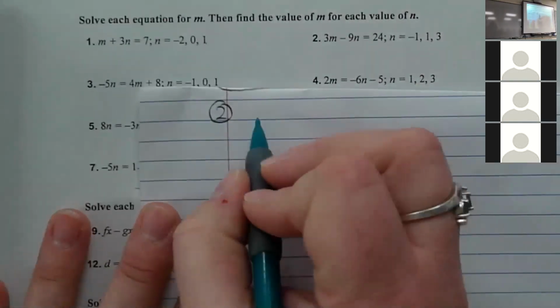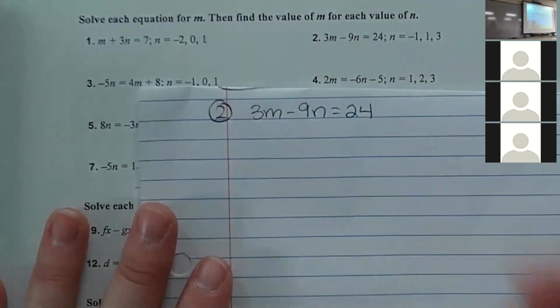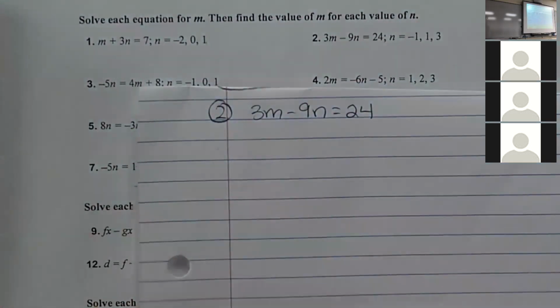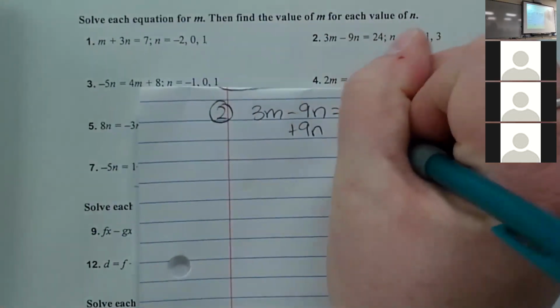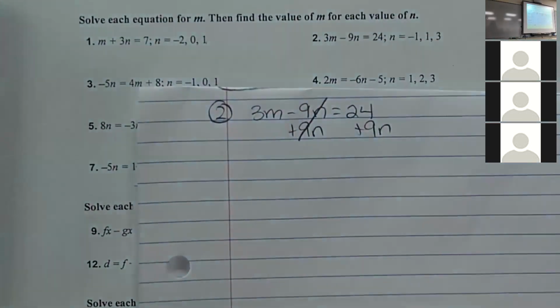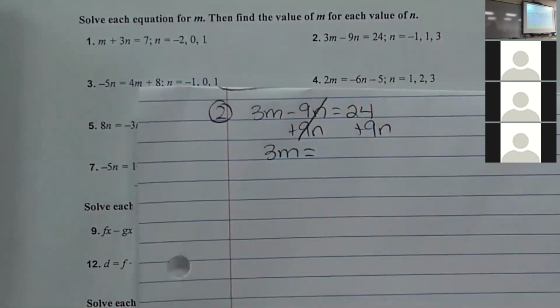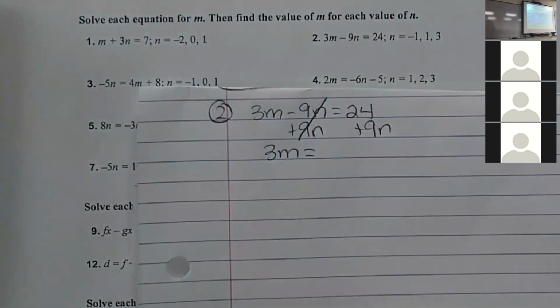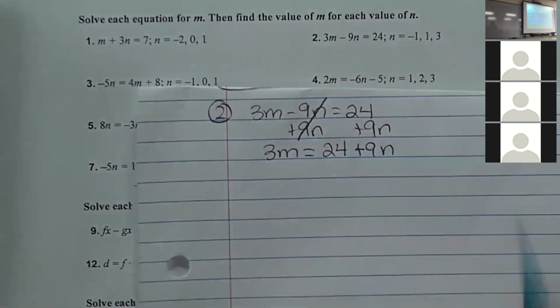Number 2. So it says 3m minus 9n equals 24. Okay, the goal is to get m by itself. So again, cover up your m. How do I get rid of minus 9n? Plus it, add it, yep. Add 9n. Whatever you do to one side, you have to do to the other. Slash and burn, those are gone. So I have 3m equals, can I put those two together? Not technically, right? So all I do is just rewrite it, 24 plus 9n.